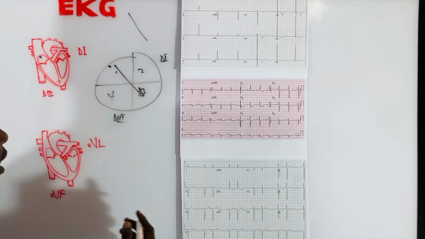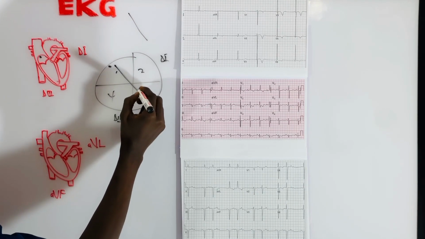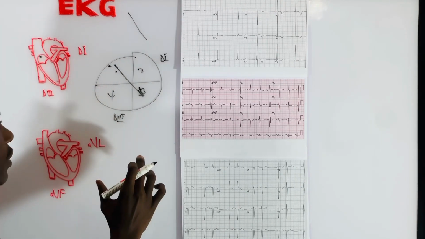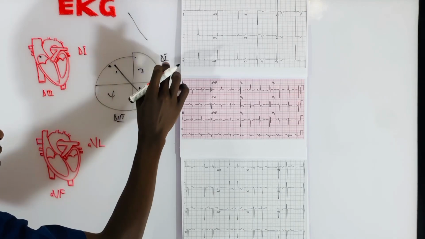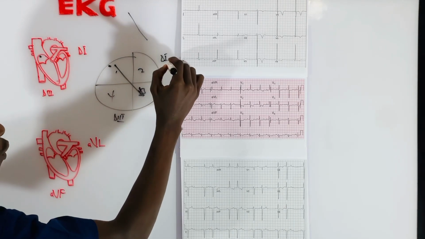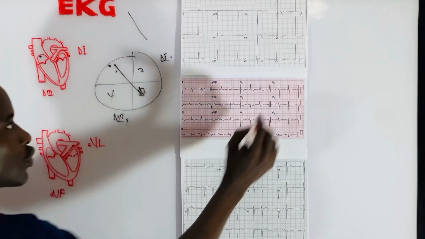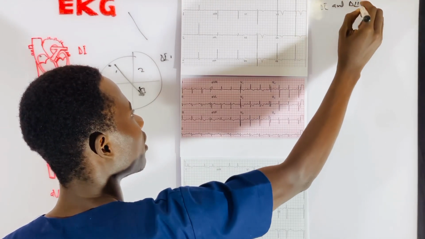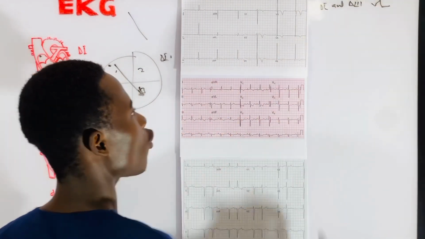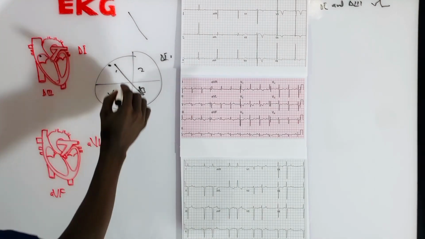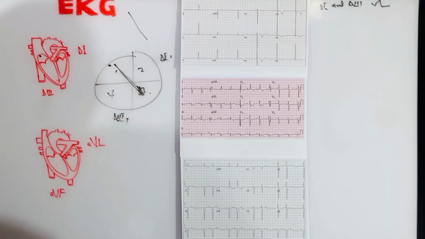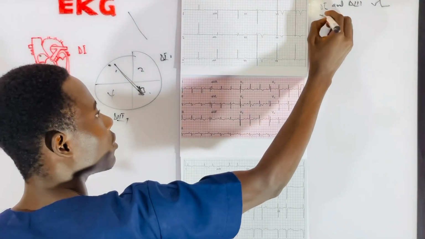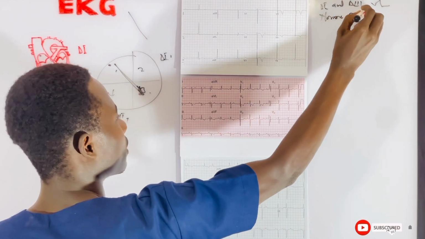Do you understand? Now, the vector will be moving in between the D1 and then the D3. So the resultant vector between the D1 and D3 must give a positive reading on both D1 and D3. So D1 and D3 must be both positive. Do you understand? When the vector moves towards the third quadrant, this is what we call a normal axis. Do you understand?